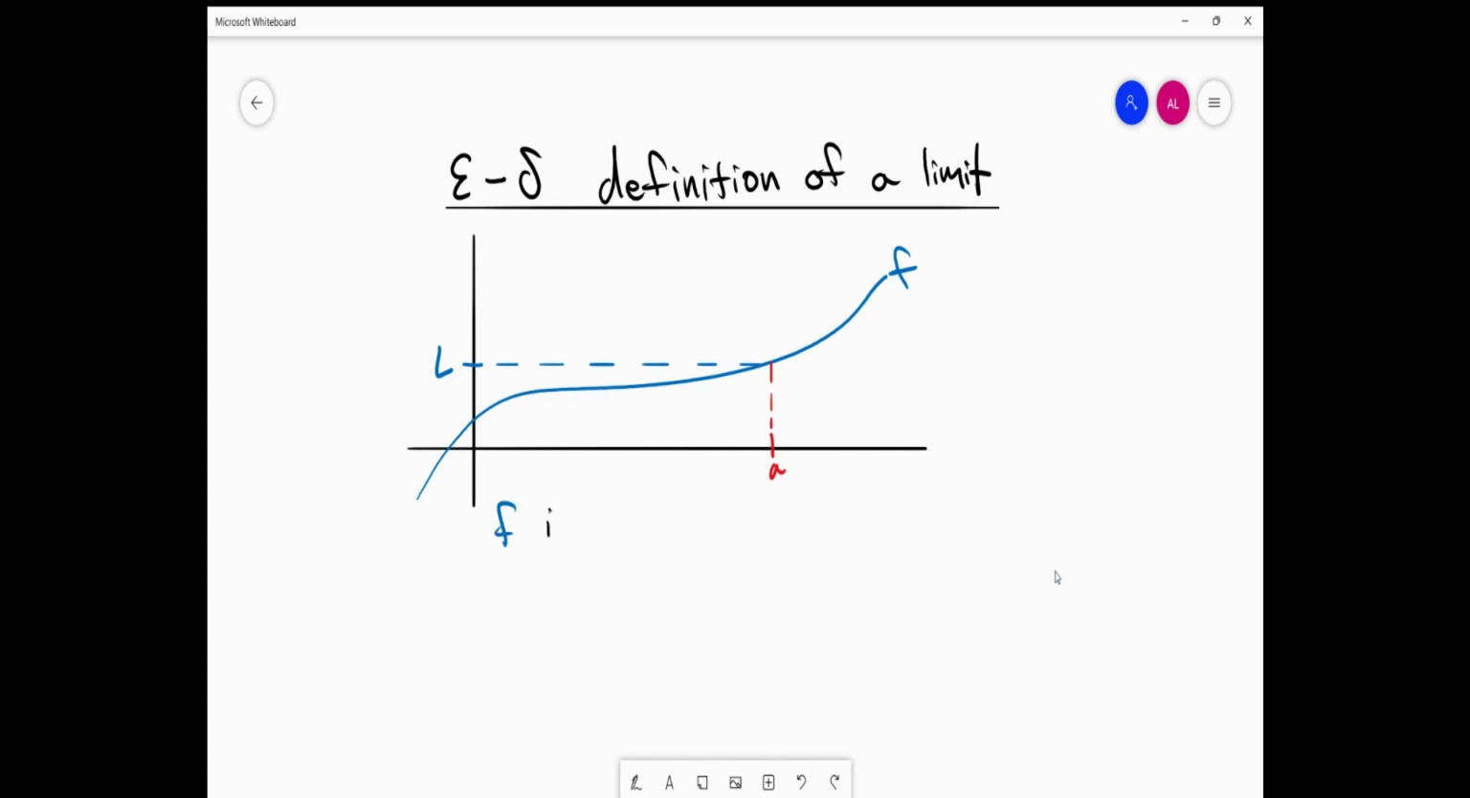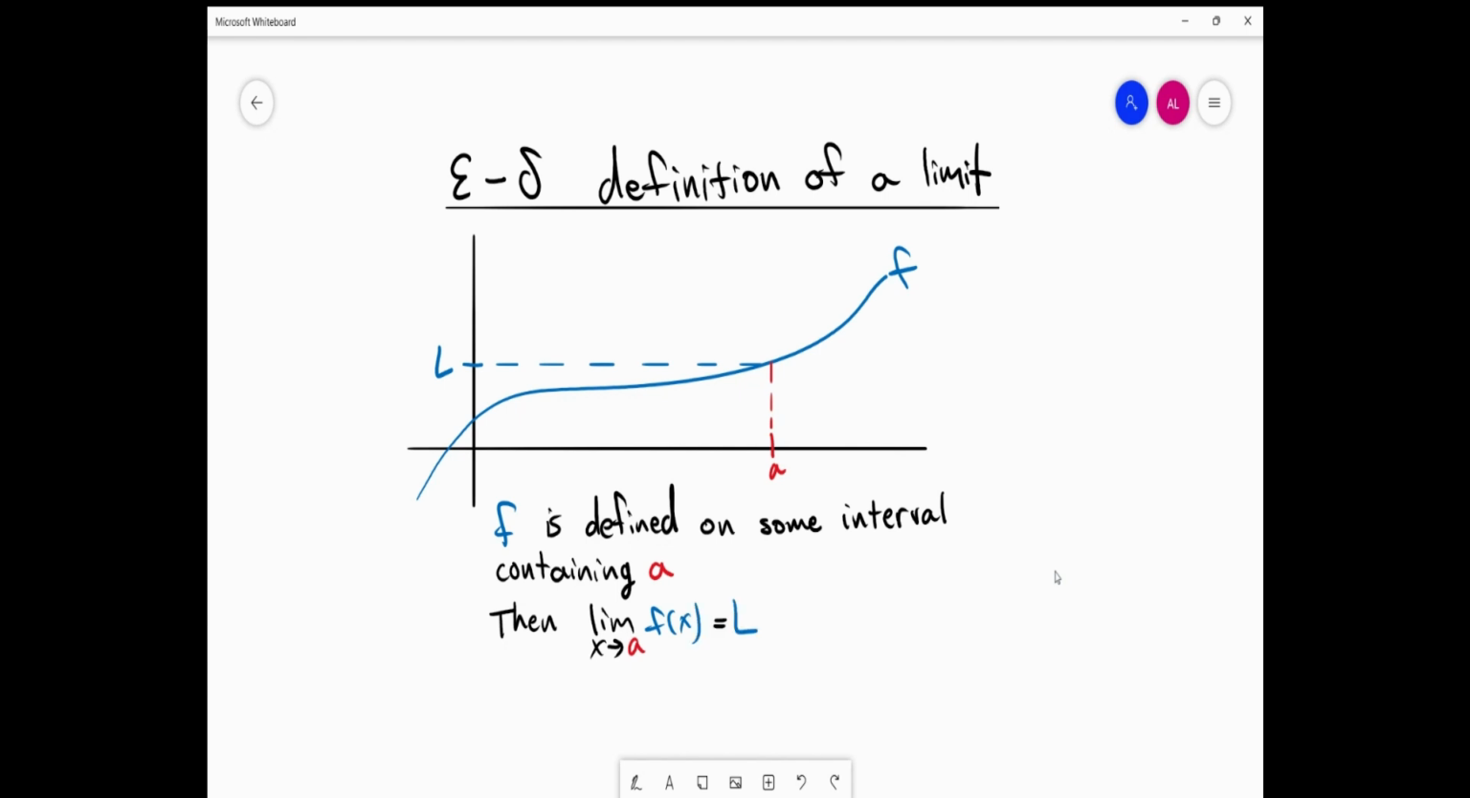So I'm going to draw these dashed lines, and first of all, in order for this limit to exist, f has to be defined on some interval containing a. Not necessarily at a. There could be a hole in the graph, but f can't have a huge wide gap. Of course, there won't be any limit in that case. So that's kind of what our preliminary assumption is.